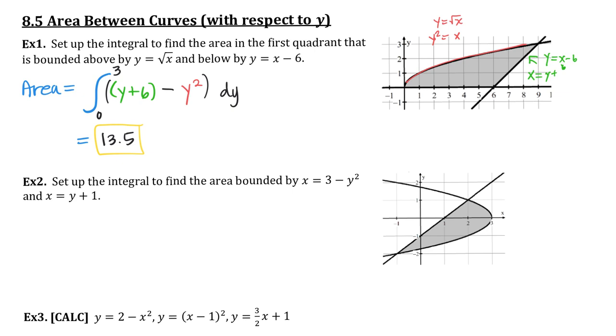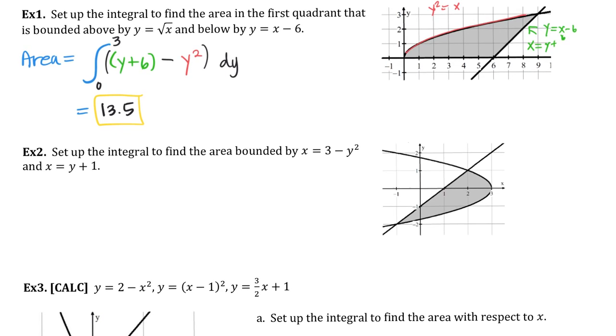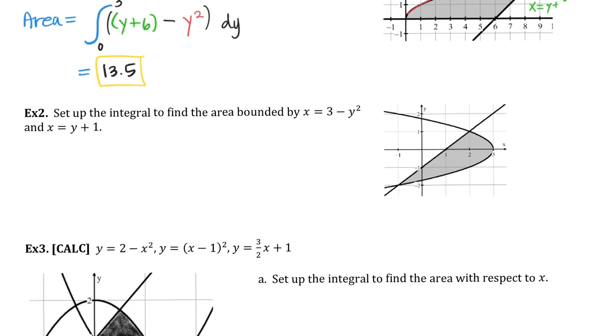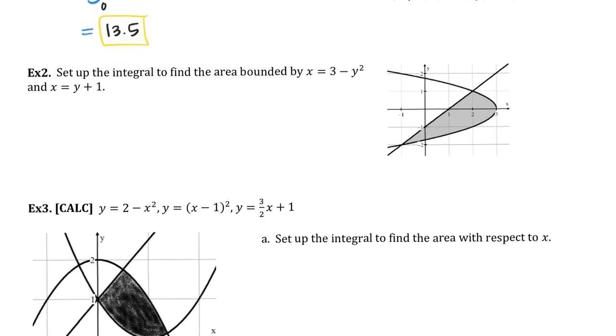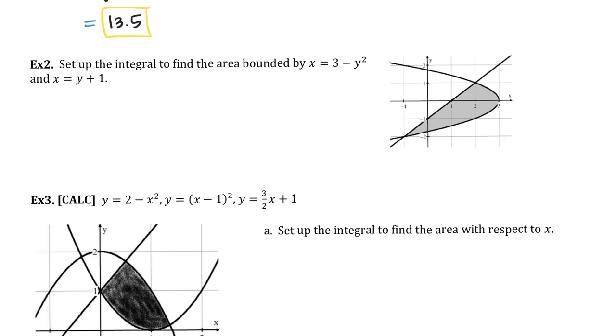Okay, let's go ahead and consider the next one. Example 2 says set up the integral. Oh, actually example 1 didn't say to solve it, but I did. Okay, we're just going to set up the integral then. Example 2 says set up the integral to find the area bounded by x equals 3 minus y squared and x equals y plus 1.